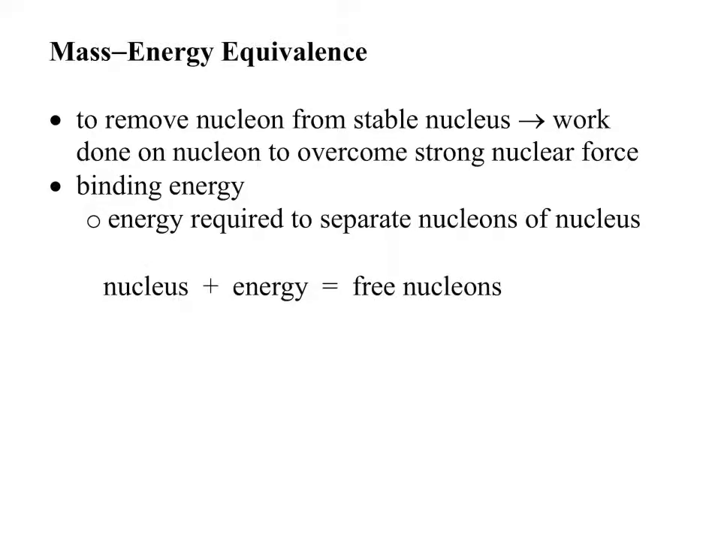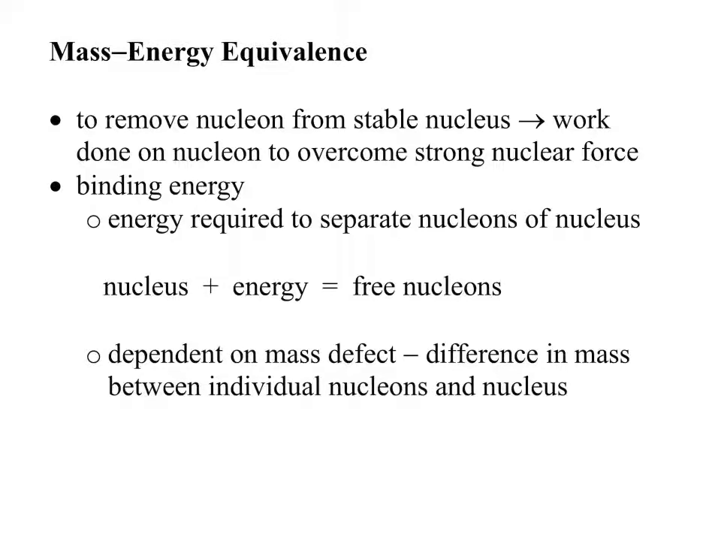So what's happening is the nucleus is so tightly packed together, you need to put a lot of energy into it. And then with that, you get free nucleons. You get a bunch of neutrons and protons. And even then, they might not all be free. You might just have a few free ones. So this depends on the mass defect. And you're going, what the heck is that? Well, that's the difference in the mass between the individual nucleons and the nucleus. So think about that for a minute. The difference in mass between the individual nucleons and the nucleus.